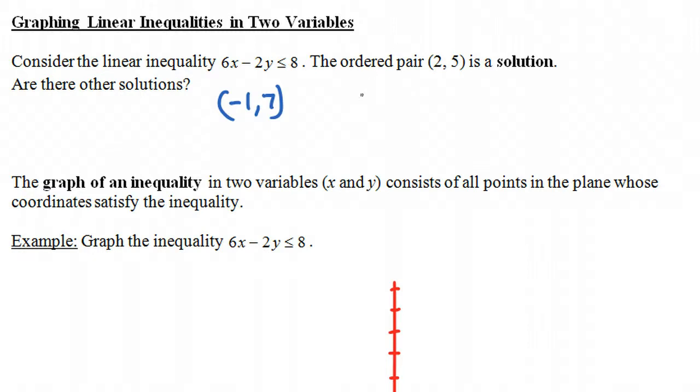Yes. Okay, now what about the ordered pair (4, 1)? If you plug that in, we would get 24 minus 2, which is 22. Is that less than or equal to 8? No, so that would not be a solution. Now the graph of an inequality in two variables, x and y, consists of all points in the plane whose coordinates satisfy the inequality. In other words, whose coordinates, when you plug them in, make the inequality true.